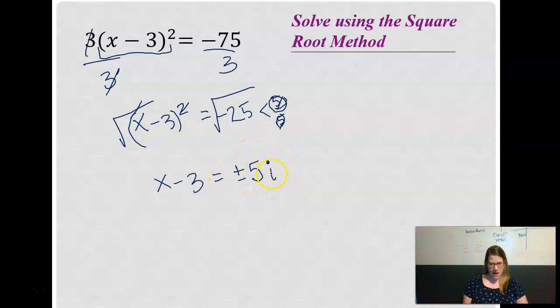Since I can't add an i number to a regular number, again, I can just leave this as one problem and say it's plus or minus 5i plus 3. I don't need to necessarily write it separately, but you certainly could write it separately also. You could write it like this, means the same thing. But there are two solutions, 5i plus 3 and negative 5i plus 3.